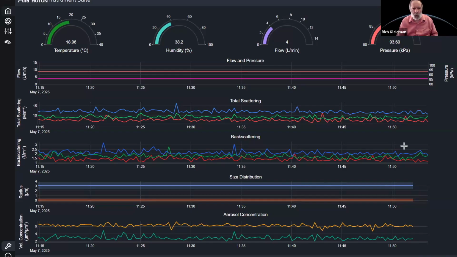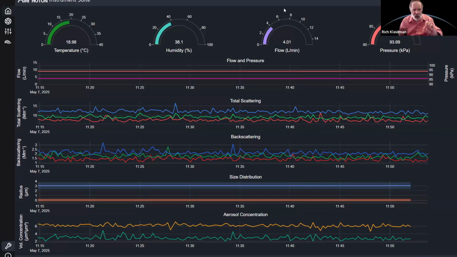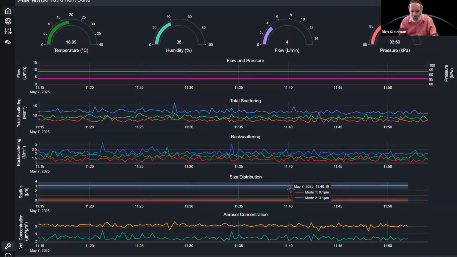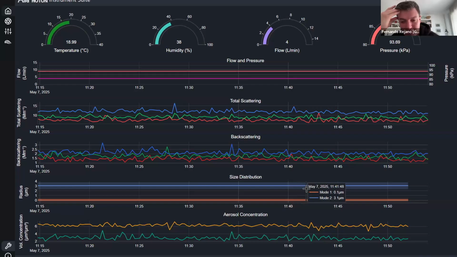Thank you both, Fernando, Juan Carlos. Fernando, could you just take a second and mouse over this size distribution and leave it a second or two so people can see what that data is? Yeah, just leave your mouse there so that people can see the numbers.